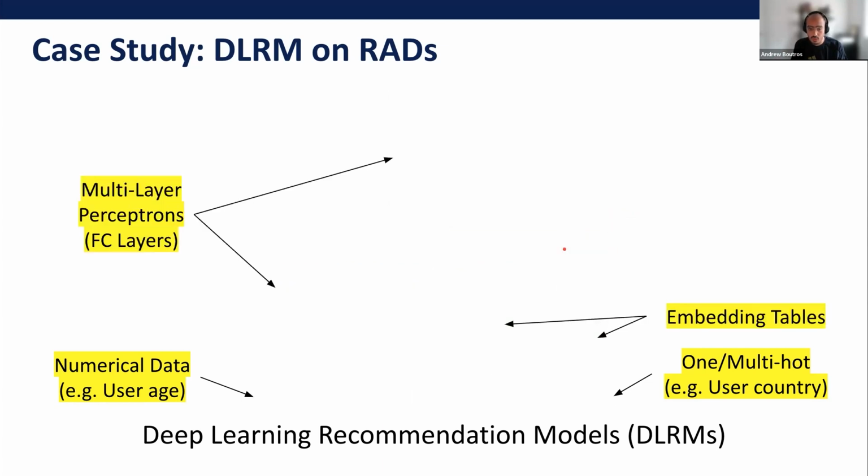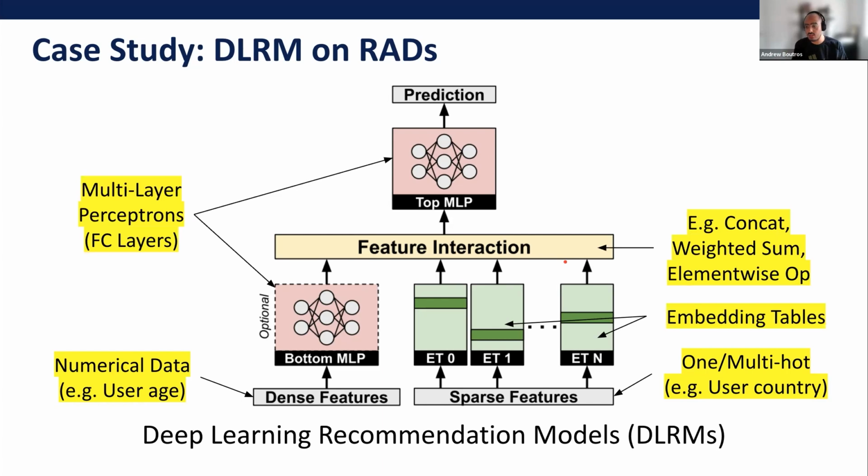Then you do some form of feature interaction, which can be as simple as a concatenation of the MLP output and the embedding table outputs, or you can do things like weighted sums or element-wise operations if those outputs are all of the same size. And then this kind of combined output is then fed into another multi-layer perceptron to produce the final prediction, whether you would like to buy this product or not, for example.